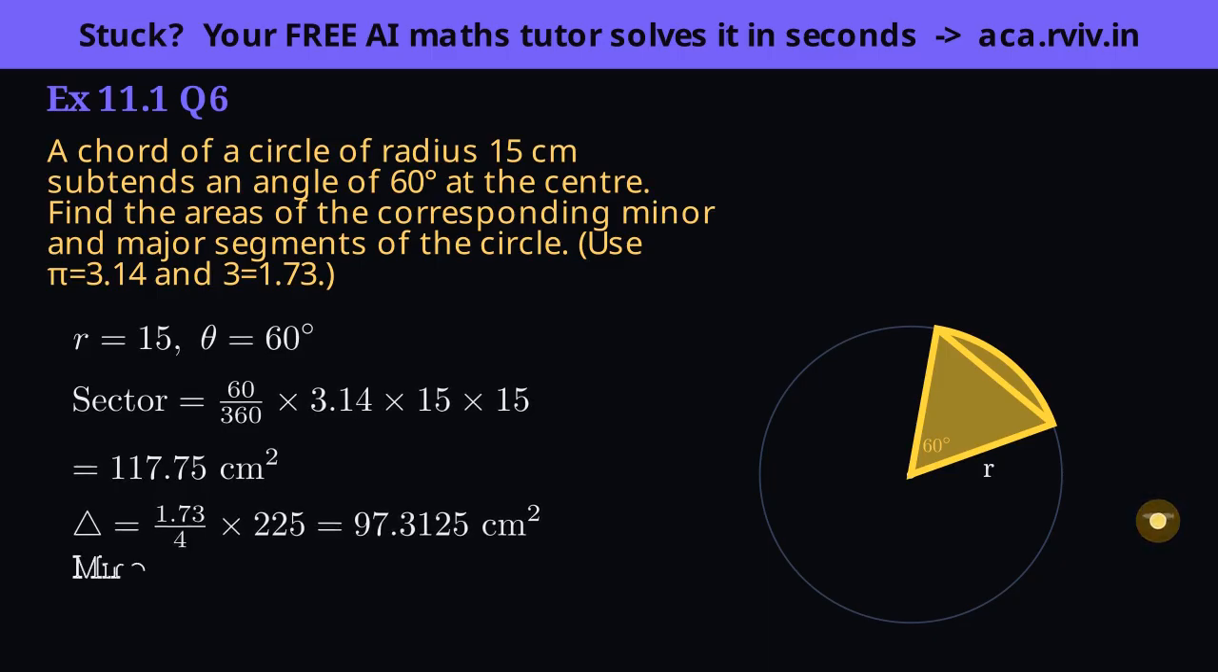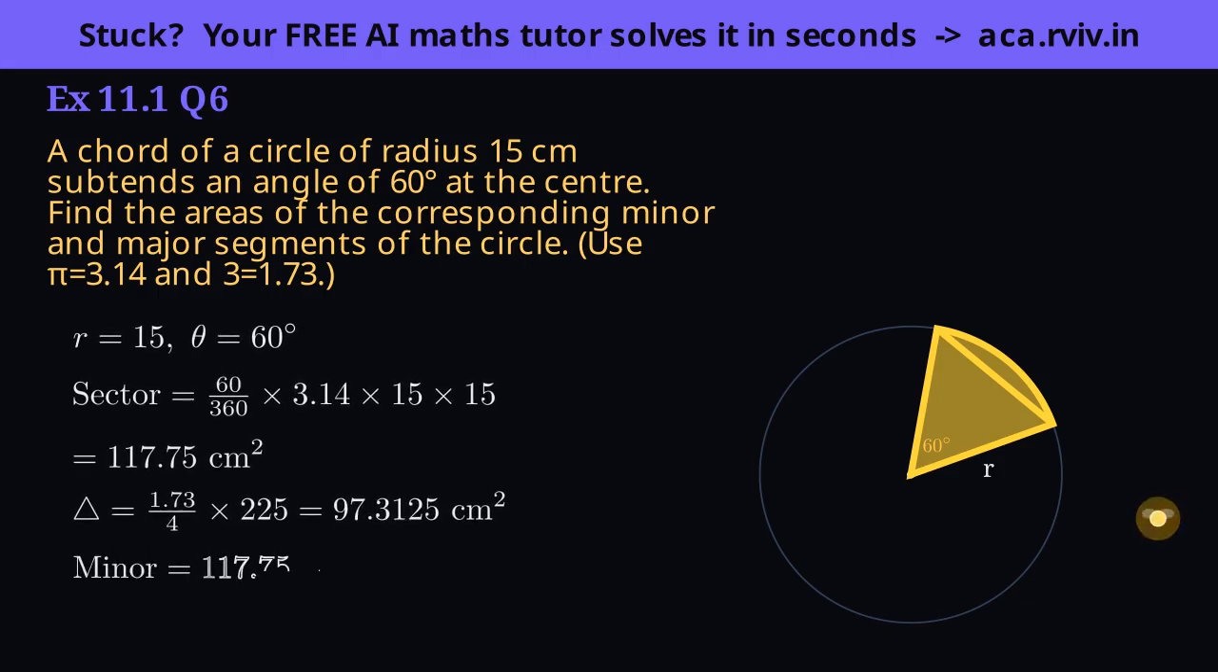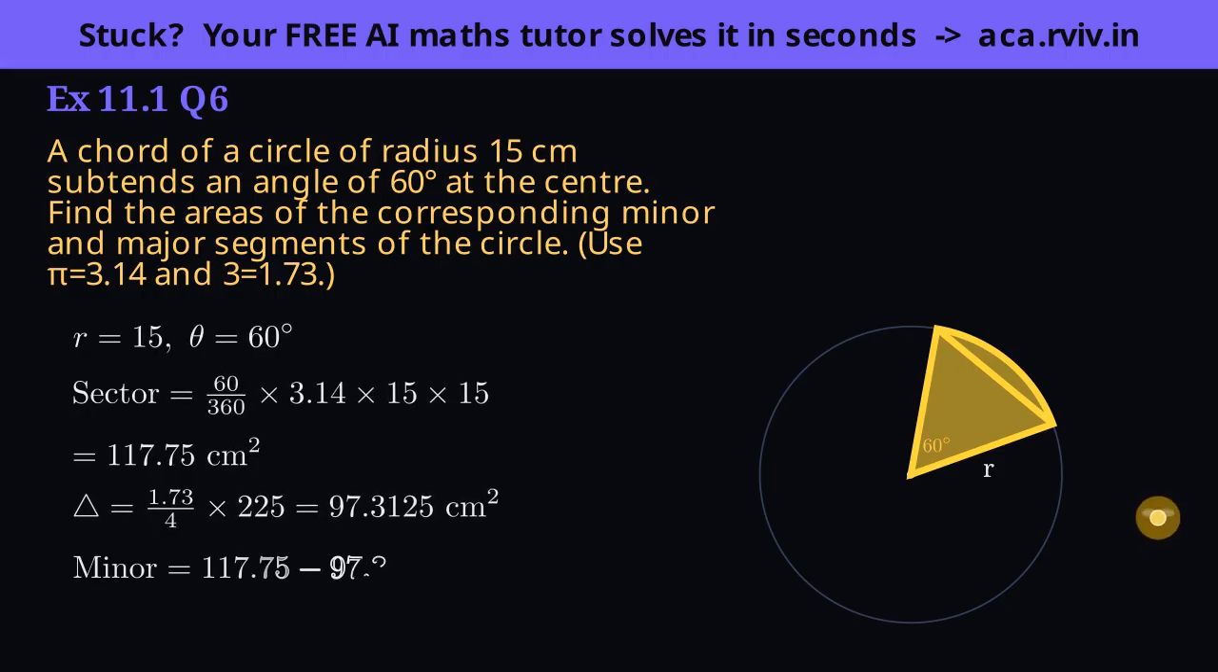Subtract triangle from sector for the minor segment, 117.75 minus 97.312 is 20.4375 square centimeters. Notice how small it is, that thin cap between chord and arc.